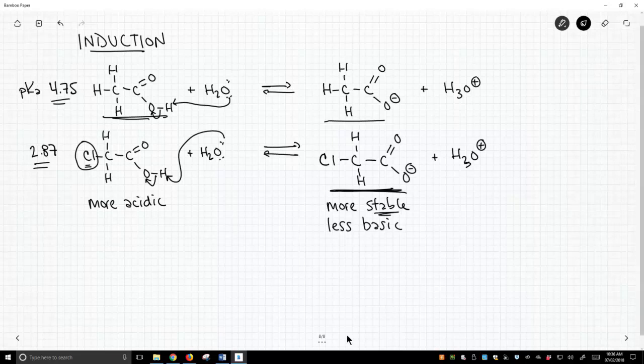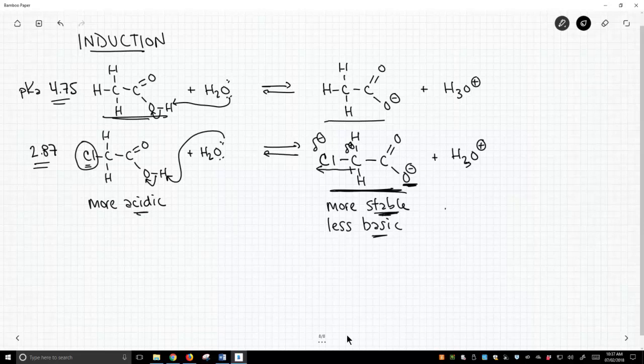So why would this be more stable? It must involve this chlorine. As it turns out, what people say is chlorine is more electronegative than carbon, and therefore you build up a polarized sigma bond here. And this polarization puts more electron density on chlorine and less electron density on carbon. So this carbon bears a partial positive charge, and that partial positive charge stabilizes the presence of this negative charge next door. So that's a stabilizing effect, makes it more stable, less basic, therefore this is more acidic.